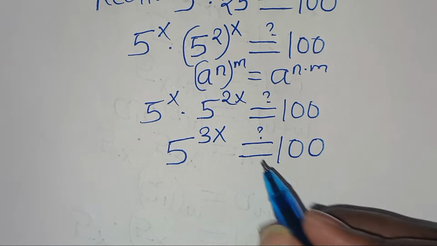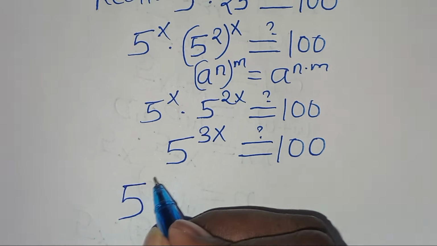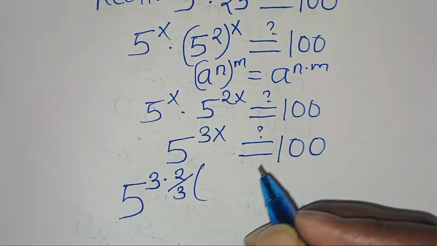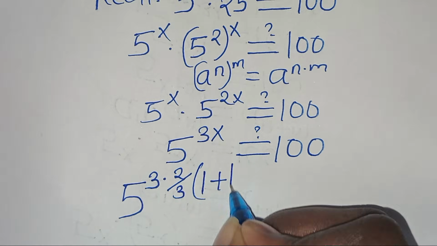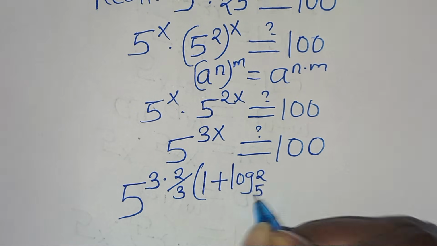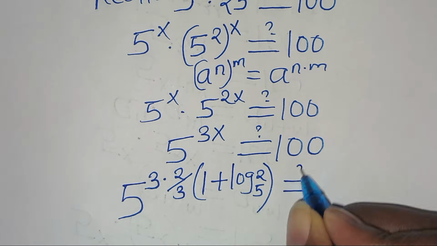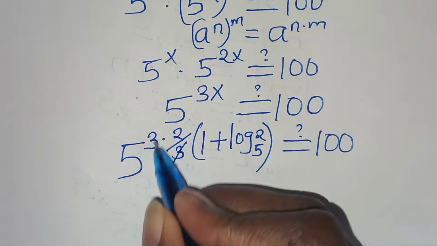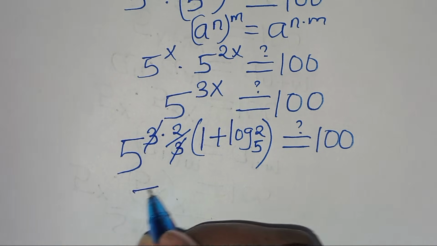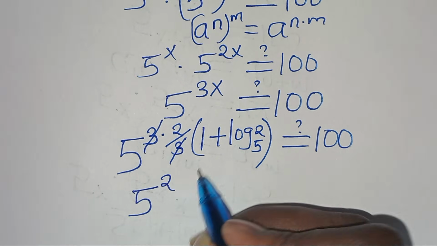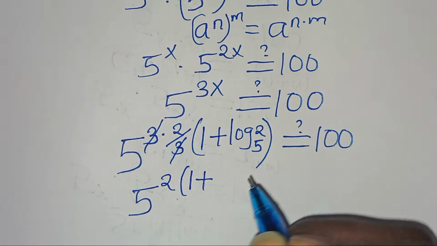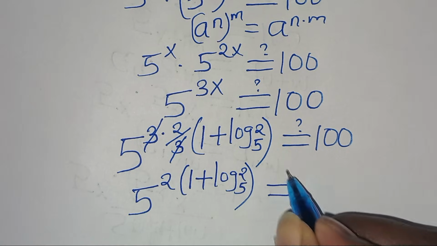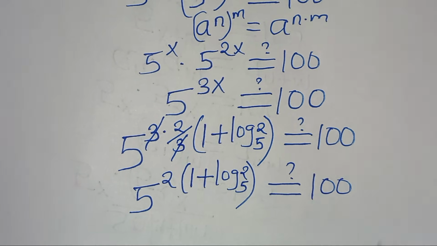Let's substitute the value of x so that we have 5 to the power of 3 multiplied by x, which is 2 over 3, in the parentheses, 1 plus log 2 to base 5. This should give us a value of 100. Now, the 3 and 3 here simplify so that we have 5 to the power of 2 times the parentheses 1 plus log 2 to base 5. This should give us a value of 100.